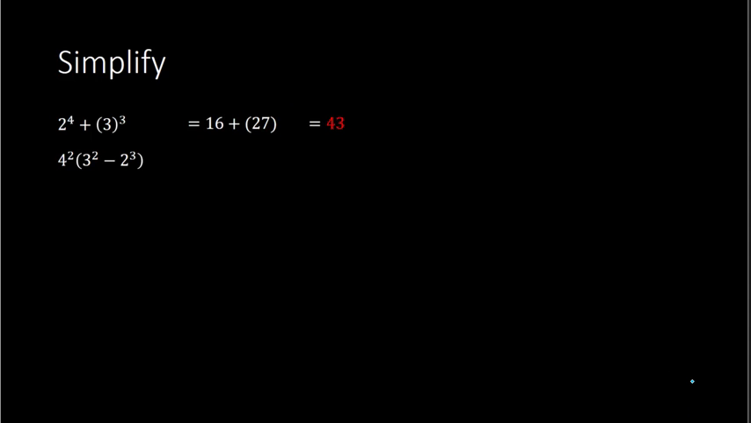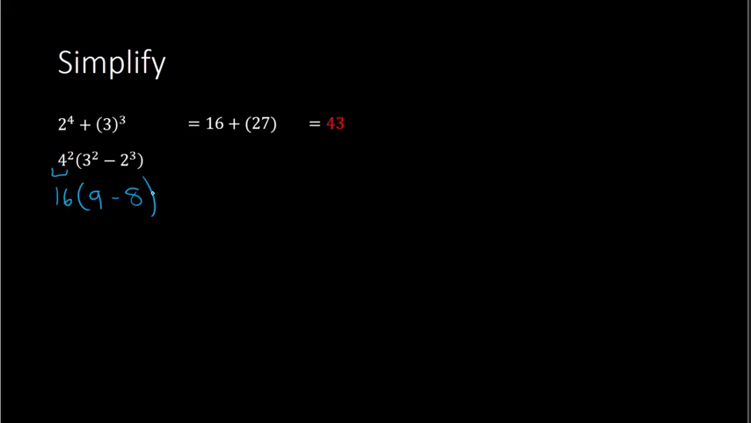Okay, here's another example. So we have 4 squared, and then we have times the quantity 3 squared minus 2 cubed. So 4 squared is 4 times 4, which is 16. 3 squared is 3 times 3, which is 9. 2 cubed is 2 times 2 times 2, which is 8.